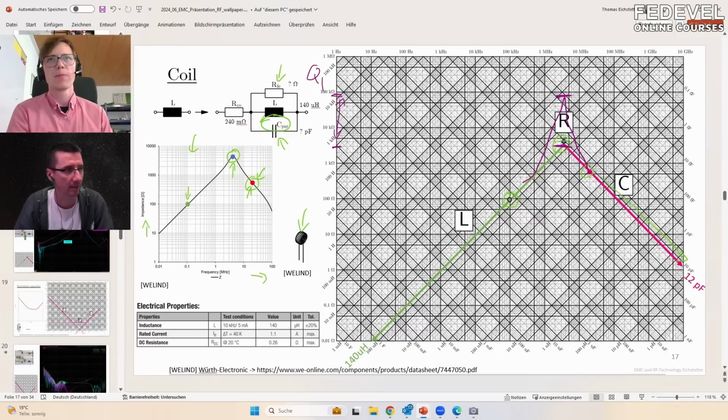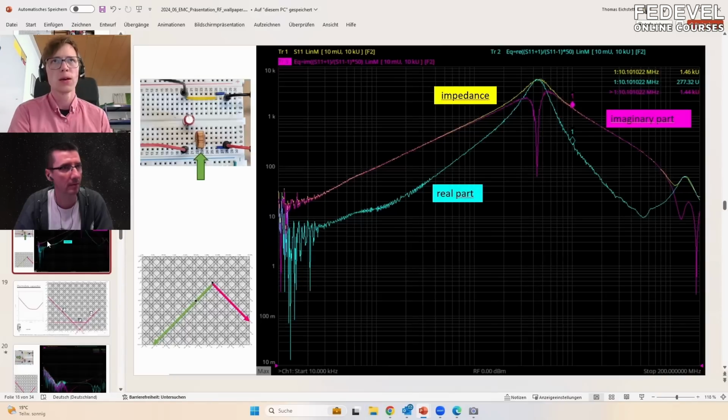Okay. But when you have now this on the RF wallpaper, you can also measure it with the network analyzer. Okay. So this is this component now. So when you're measuring the impedance, you can get this from the network analyzer. Do you like to show you how this is measured? Yeah, we can. Okay, we can show this.